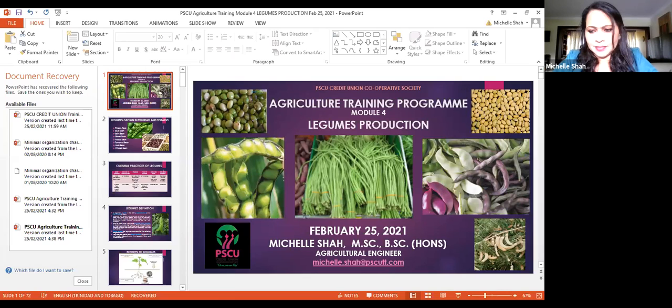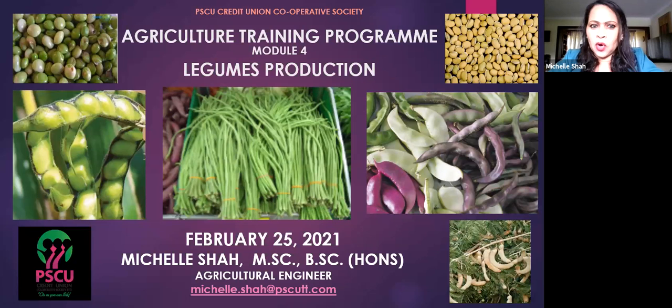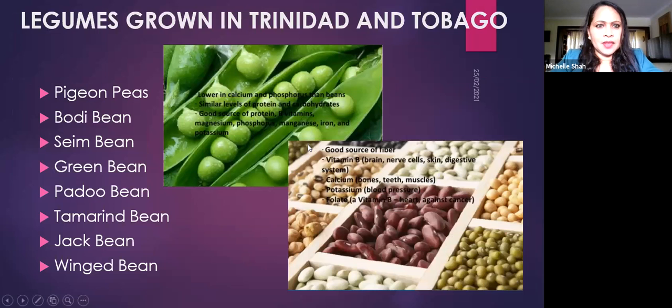Okay, today we start Module 4, legumes production. These are the legumes which we grow here in Trinidad. They are pigeon peas, bodhi bean, same, green bean, padu, which I will explain to you, tamarind bean, jack bean, and winged bean.